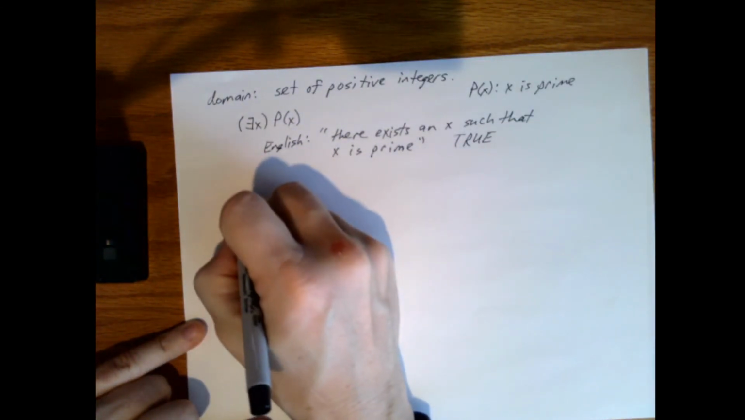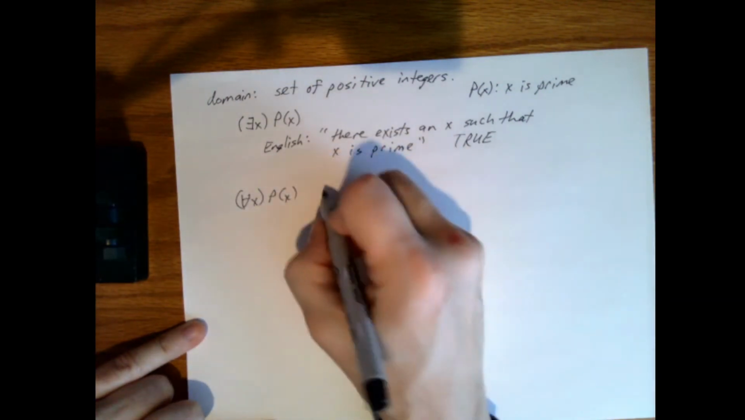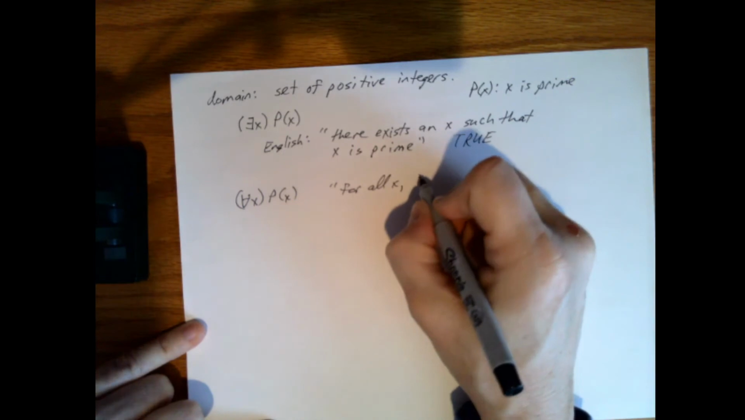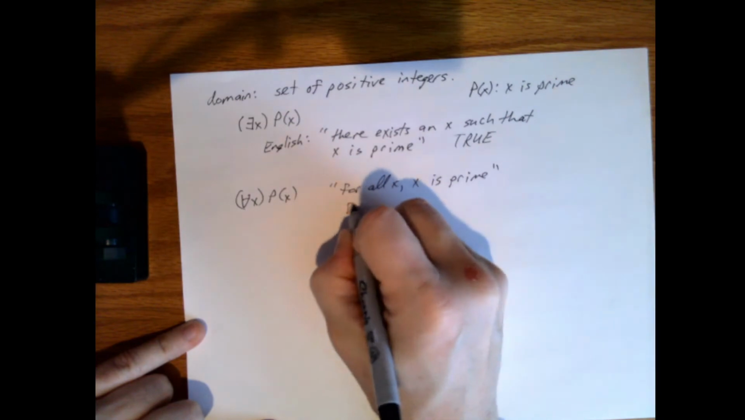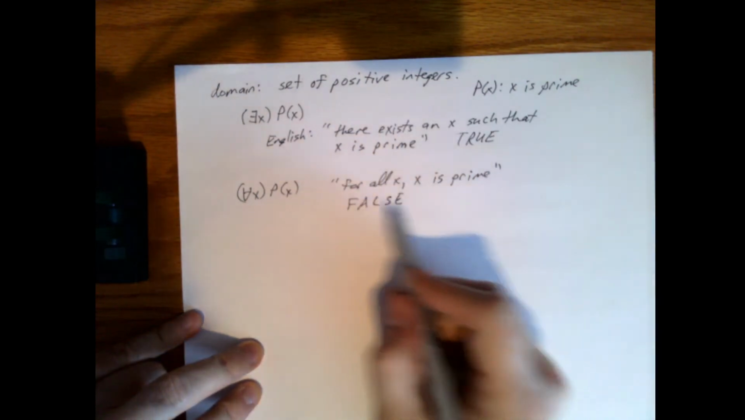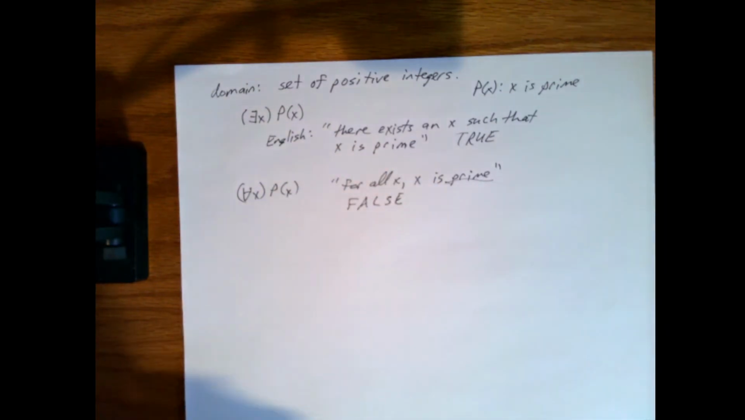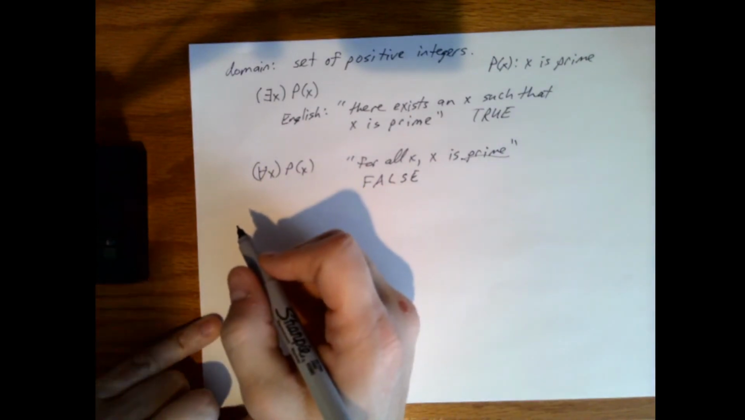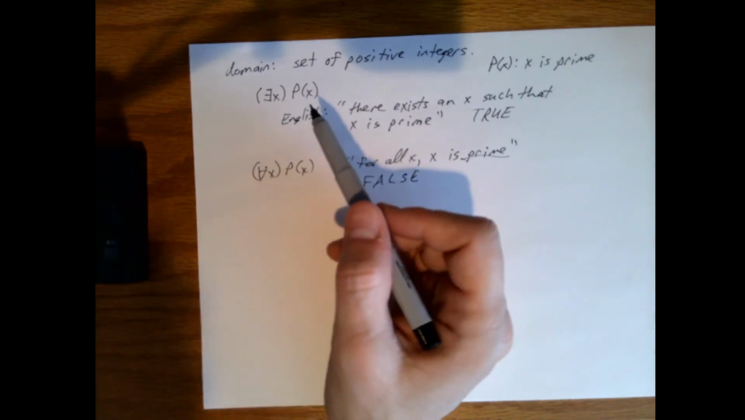If on the other hand I wrote this, which translates into for all x is prime, this is false. Because if x is a set of positive integers, this is claiming every single positive integer is a prime number, which is clearly not true. Okay? Now we also can create more complex expressions by combining additional predicates and additional quantifiers.